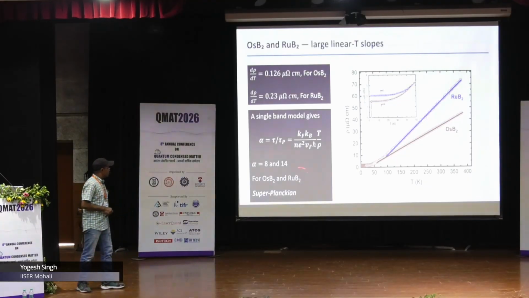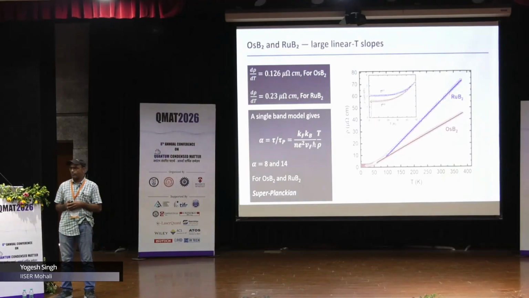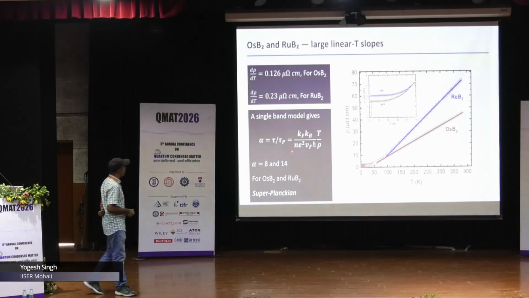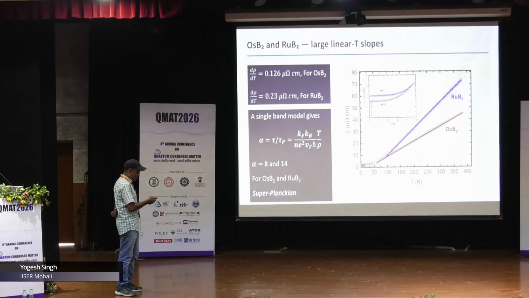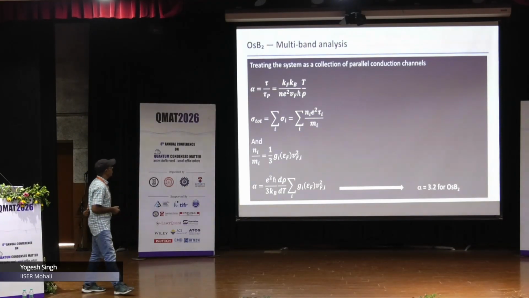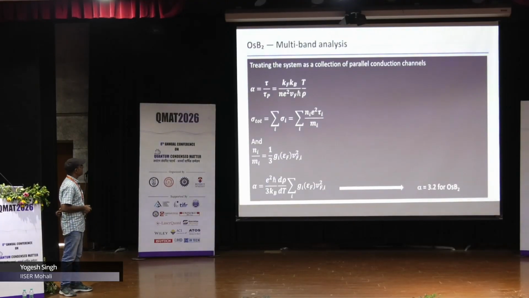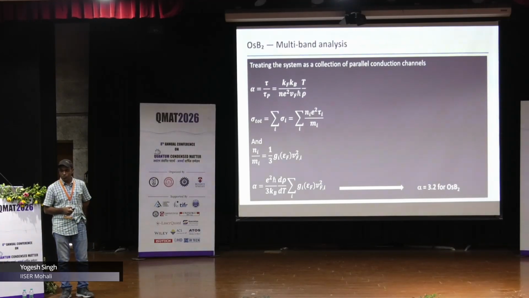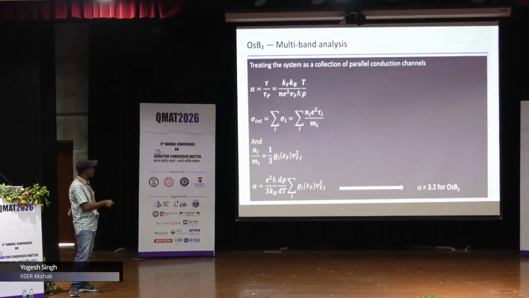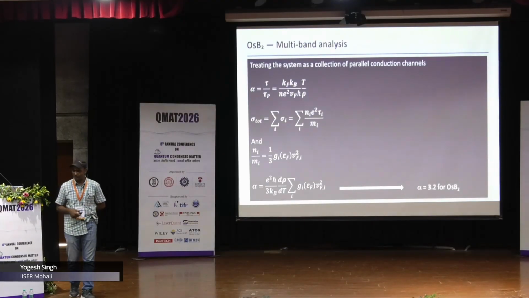However, we have seen that both RuB2 and OsB2 are multi-orbital metals with three Fermi sheets, and therefore one cannot use a simple single band expression, and maybe a better way to do it would be to do a multi-band analysis. So vF is the average vF we found from SdH oscillations. For the single band analysis we took an average, but here we will take the sheet-resolved vF.